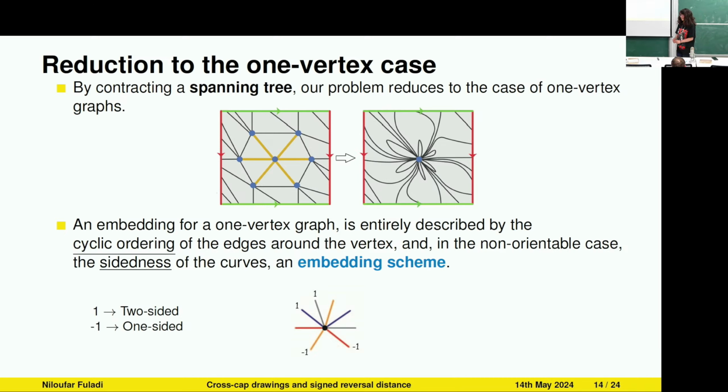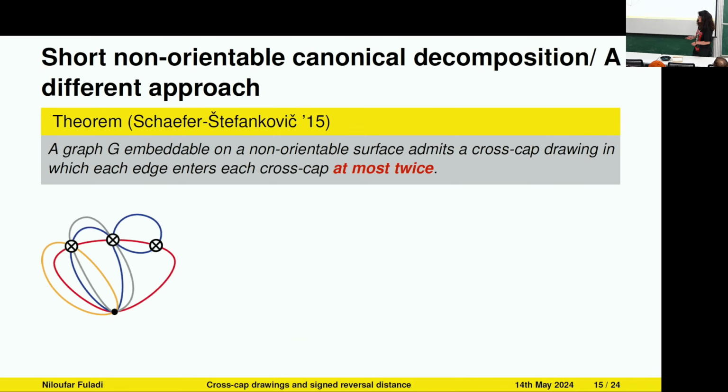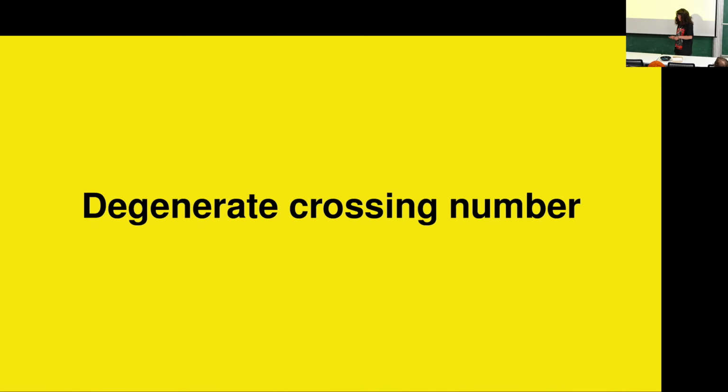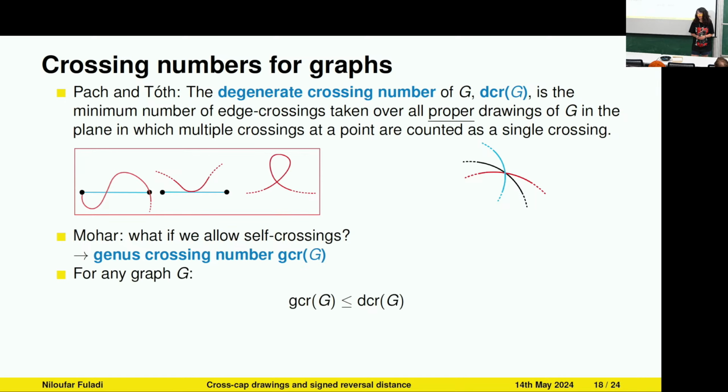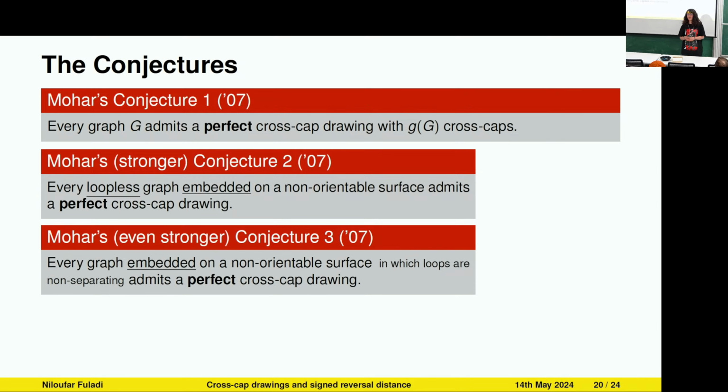So what is known about Mohar's conjecture? Is there some bound on how far apart the two crossing numbers are? The conjecture is for them to be equal, right? One is by definition smaller than the other. I think the best thing we know is by Schaefer and Stefankovic. I think they bound DCR by 6 times DCR, something like that. Okay.